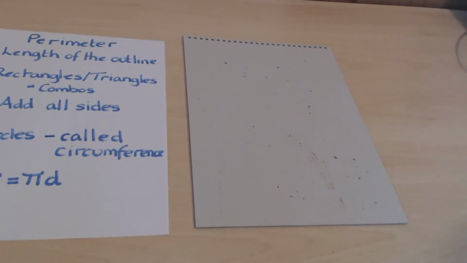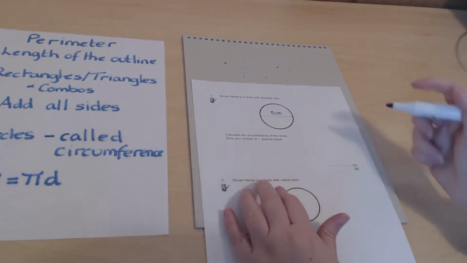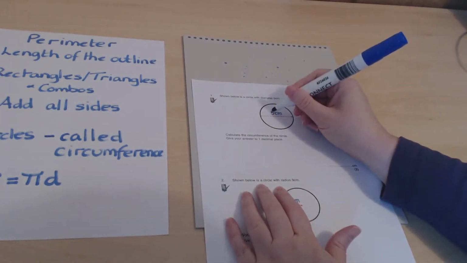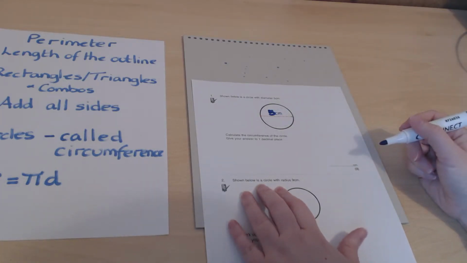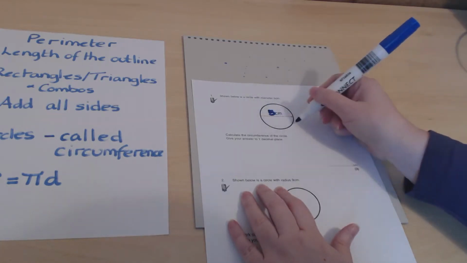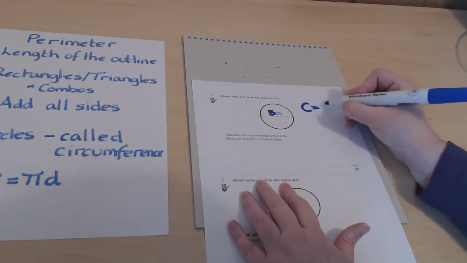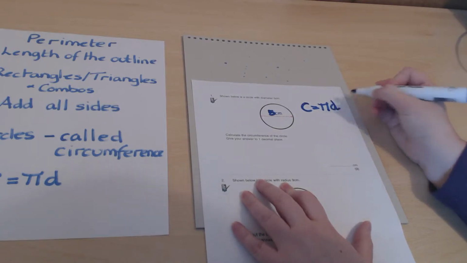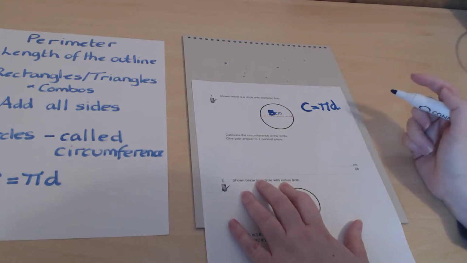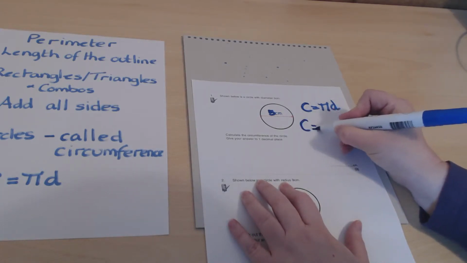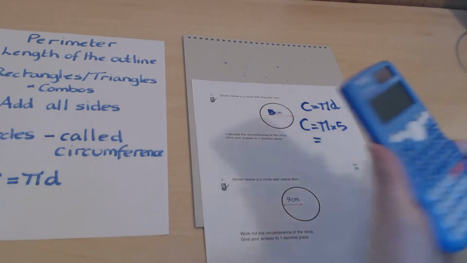So now let's have a look at the circles. Here we have a circle with a diameter of 5 centimetres. Remember, to do circumference, which is the perimeter of a circle, we need to use the formula, and the formula is C equals pi d. Now don't worry about pi, it's just a very unusual number, but it is just a number. So in this case, C is going to equal pi times 5. So we just go and grab the calculator now.